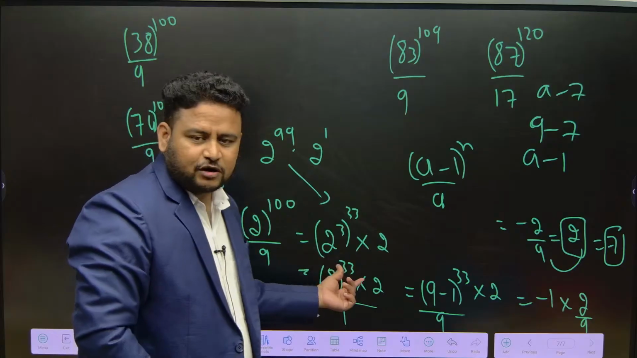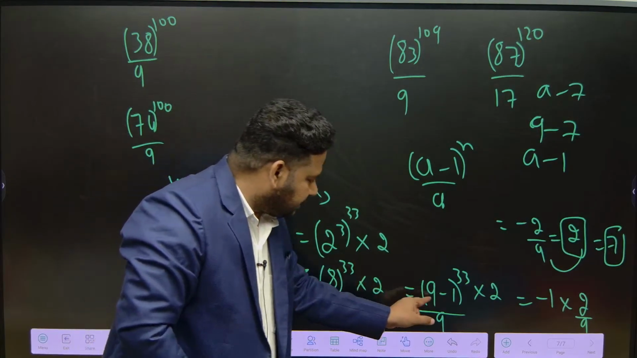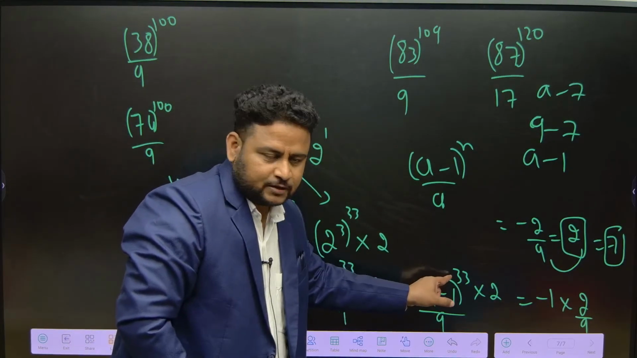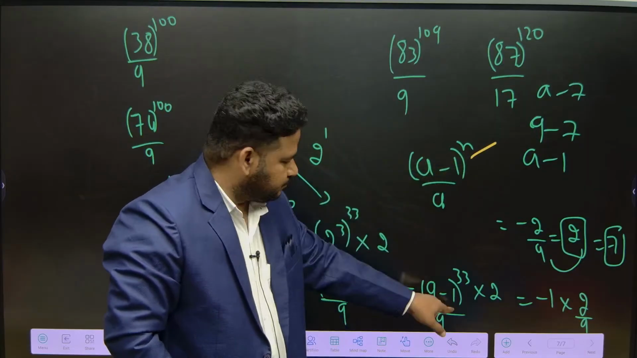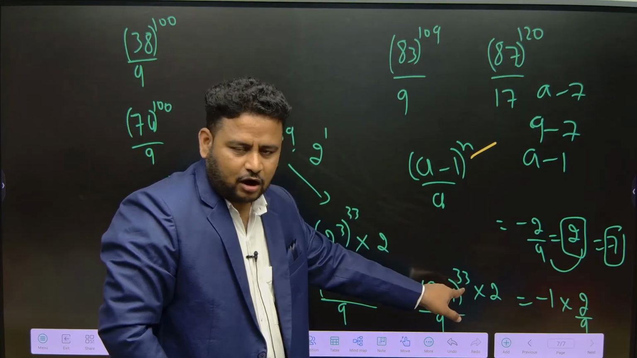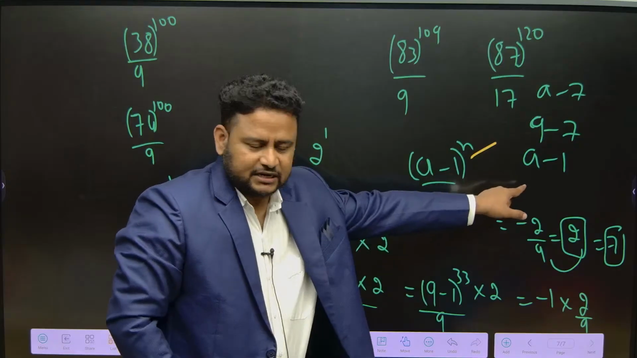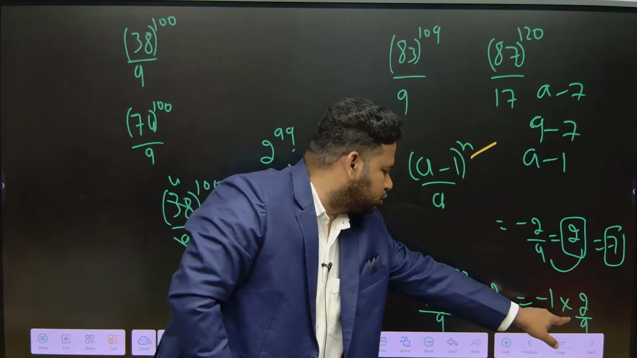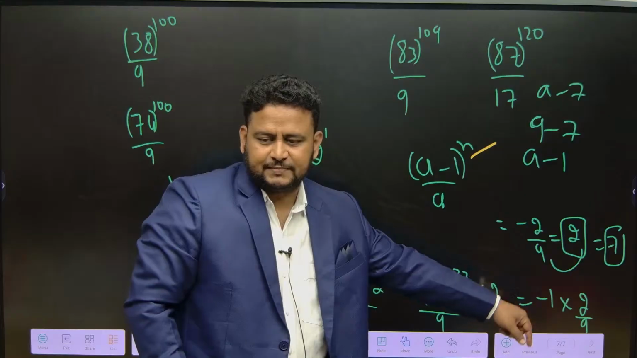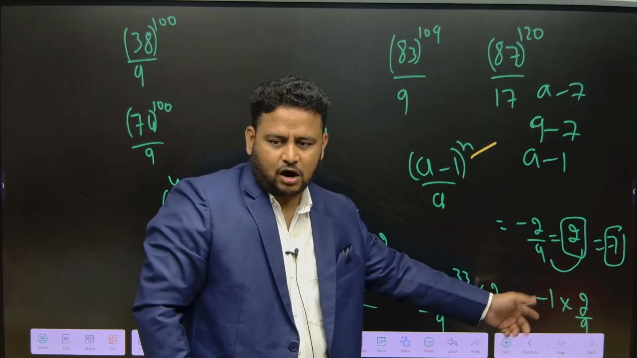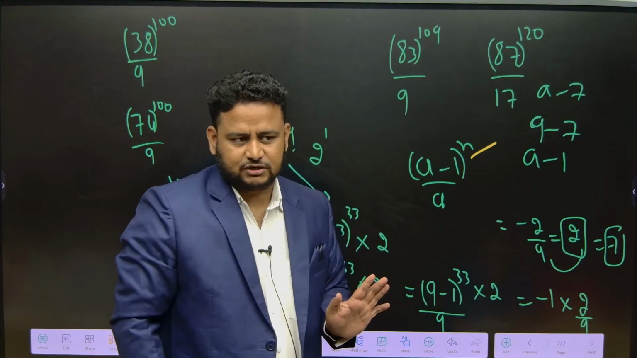So 8 to the power of 33 can be written as (9 minus 1) to the power of 33. But here n is what? 33. Odd. Odd means what will we get? Minus 1. So we got minus 1 into 2 by 9. For 2 by 9, what is the remainder? The remainder will be 2 or 7. Understood? This is how you have to solve this question.